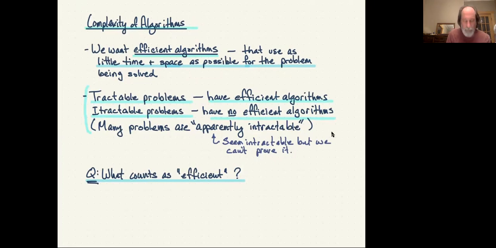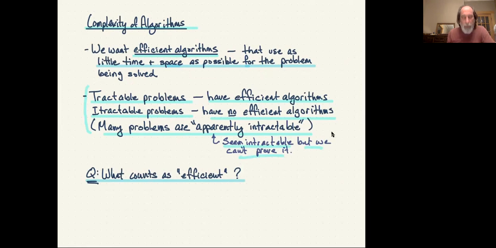And unfortunately, there's a lot of problems that we sometimes call apparently intractable. These have the property that, as far as we can tell, they're intractable. Nobody can find a general efficient algorithm for them, but we can't prove it. So we can't prove they're intractable. It just seems like they are, even though lots of people have tried to prove that they are or to prove that they're not.